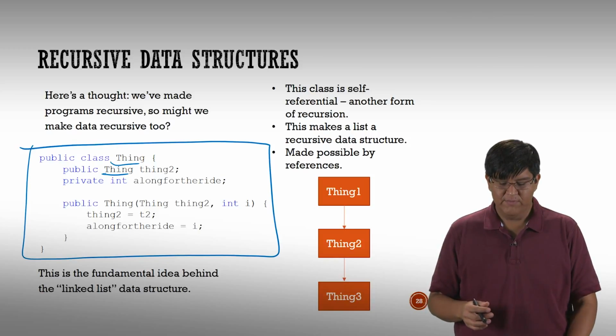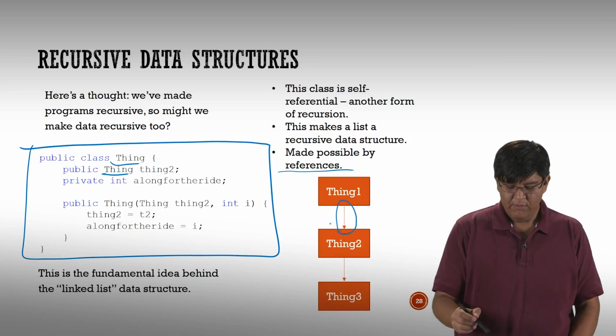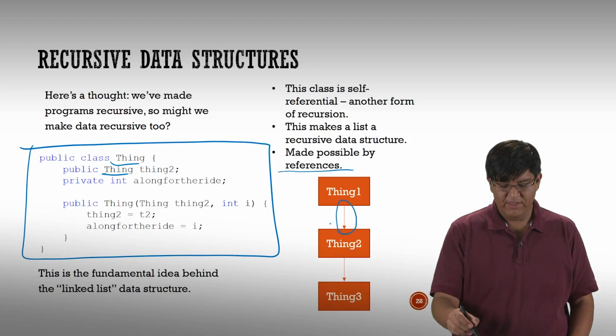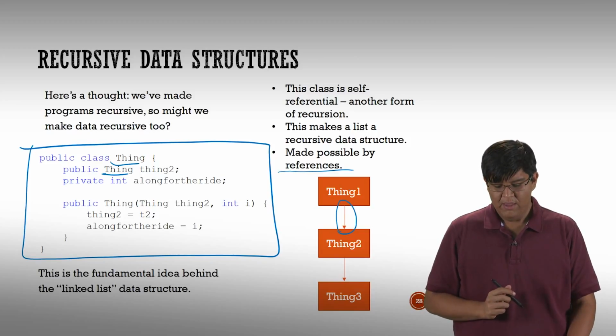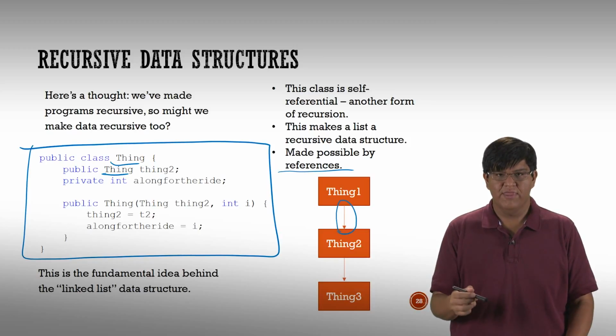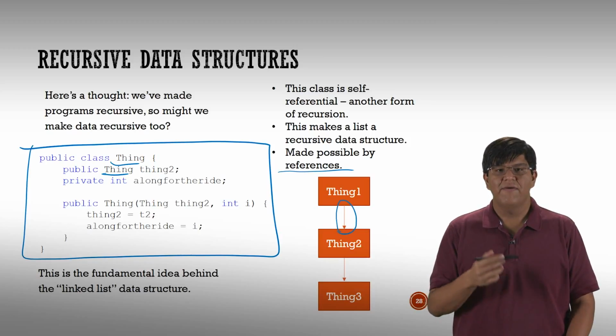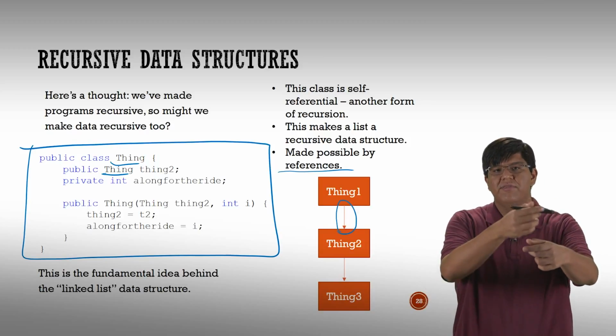Note that recursion basically is made possible by the use of references. So when I have these little arrows here, what that's saying is, thing one, this picture is showing a linked list of 3 things all nested together. Thing one has a reference to thing 2. Thing 2 has a reference to thing 3, which means if I'm at a thing, I can get to a new thing. If I'm at the new thing, I can get to another thing.